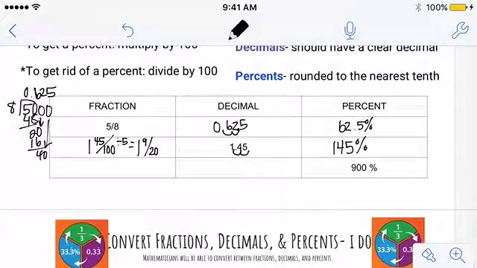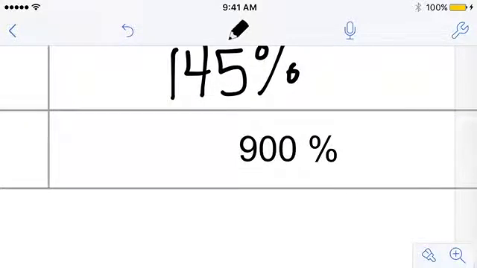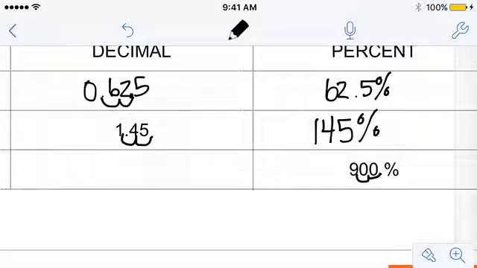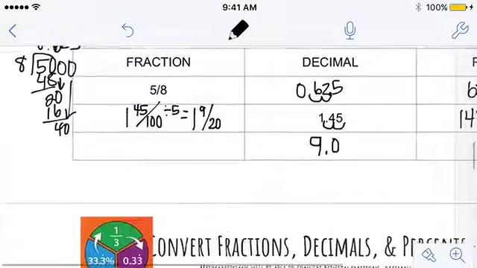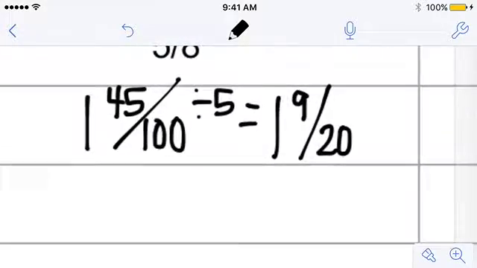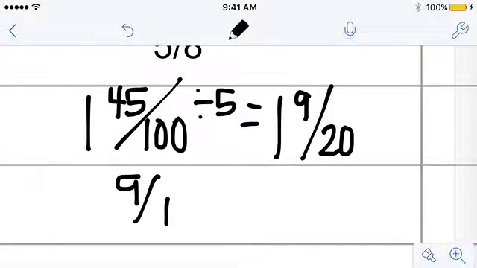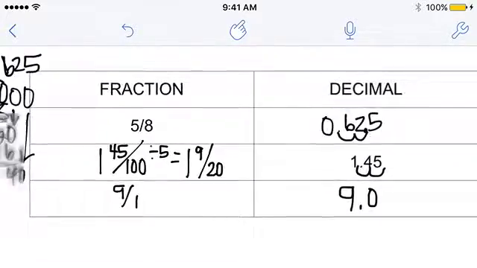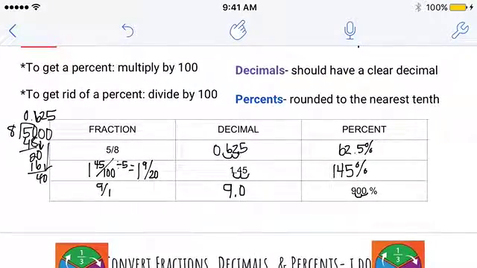When we're going from a percent to a decimal, one thing we need to remember is that there's a decimal point behind this whole number, and we're dividing this by 100 to make it into a decimal. So you need to move your decimal point 2 places to the left. So that gives you the decimal 9.0, or you can just write it as the whole number 9. And then when we make it a fraction, in order to make a whole number a fraction, we just put it over 1. So there's your entire chart filled out completely.